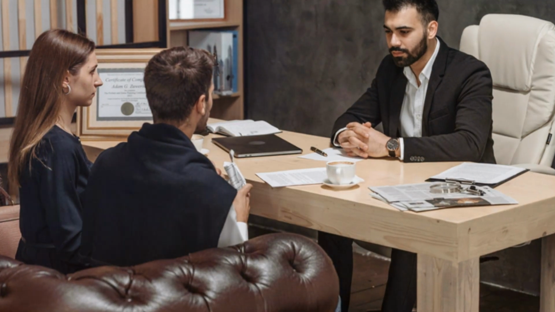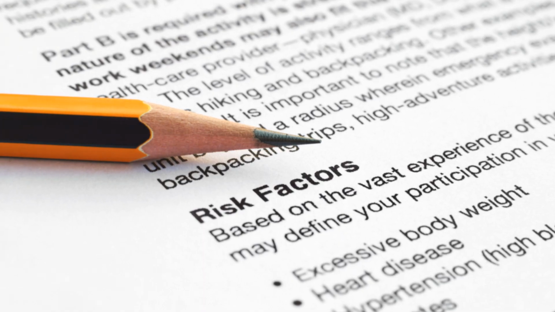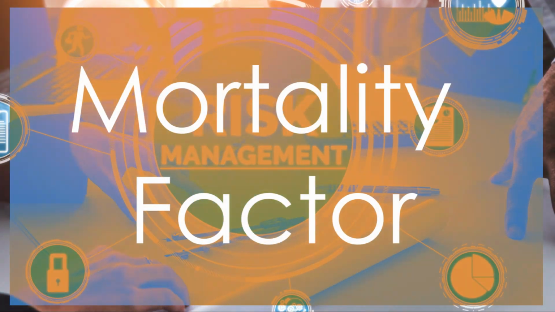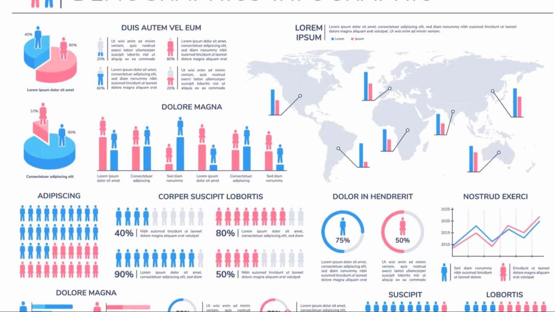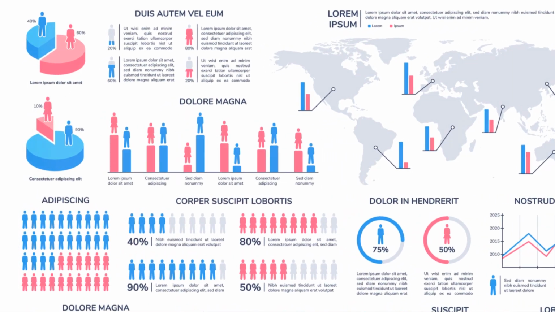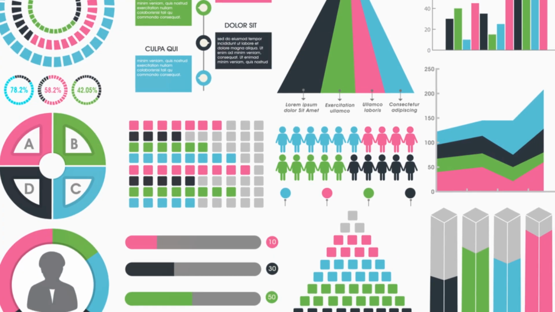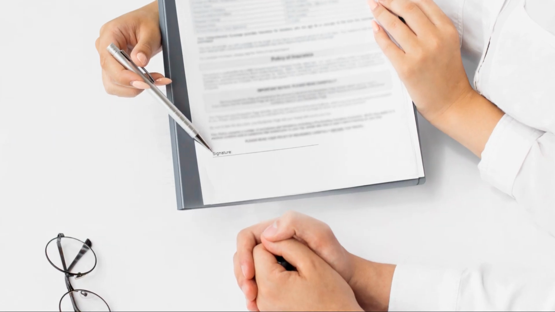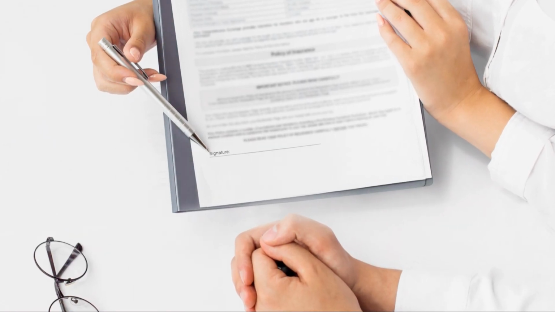Insurers strive to balance premium affordability for policyholders with the need to cover operational costs and ensure sustainable business operations over the policy's duration. The mortality factor, also known as the mortality multiplier, is a numerical value used to adjust base rates to reflect the mortality risk associated with different demographic groups or individuals. It serves as a multiplier applied to the base premium rate to account for the likelihood of death within a specific age group or risk category.